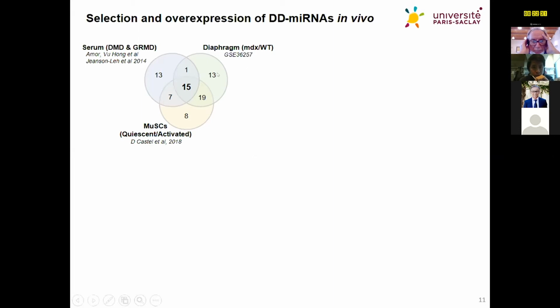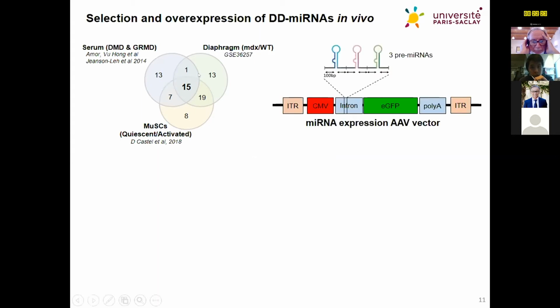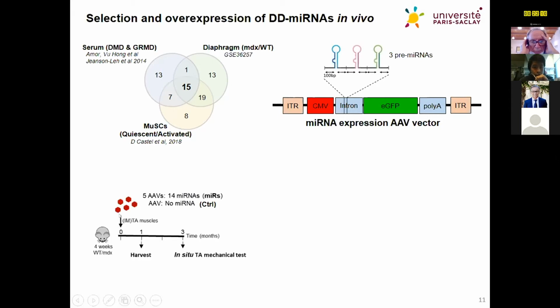So what we did is we put in some selection criteria, and we selected 15 of them of interest and put the sequences of all of them in the AAV vector, which is a very useful tool for gene transfer in the muscle in vivo. And we injected them intramuscularly in the TA muscle of the wild type control. There are two conditions to compare here: the DD-miRNA condition containing 14 microRNA that are overexpressed at the same time, and the control group with no microRNA sequence.